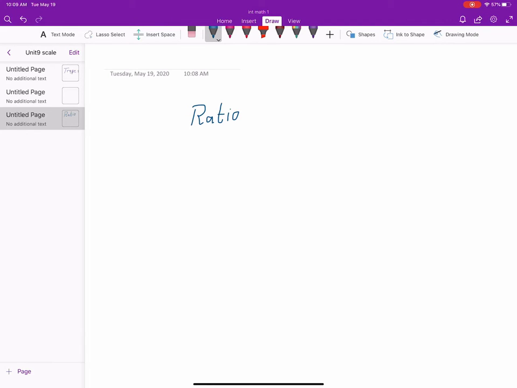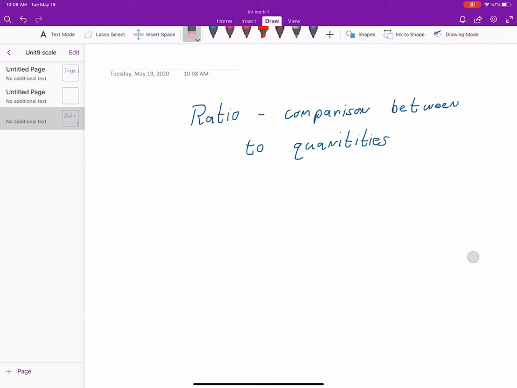Okay, the whole idea of what a ratio is: a ratio is just a comparison between two quantities. And we kind of did, I think, a little bit about ratios and proportions maybe. I'm not exactly sure. But that's what a ratio is. So what do you mean by comparison and what do we mean by two quantities?